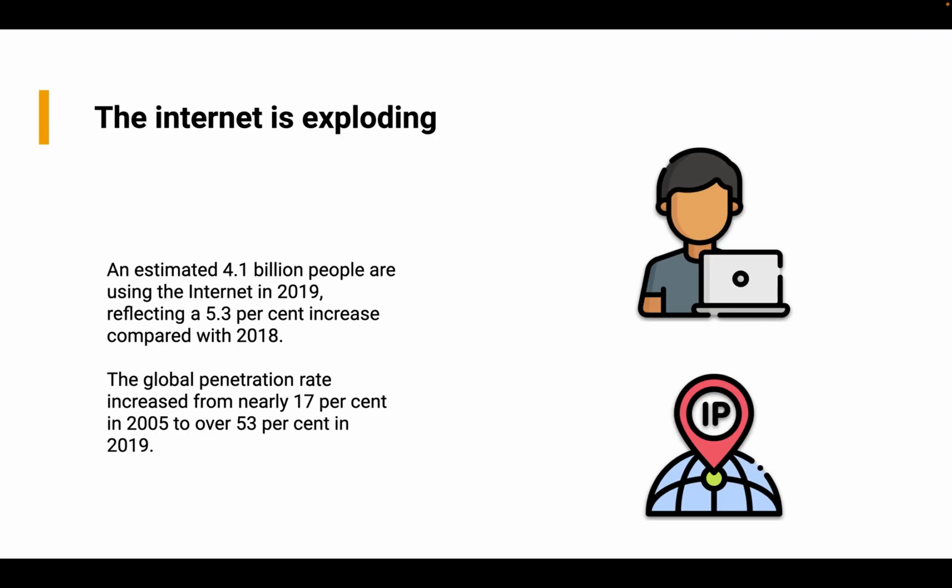The internet is exploding day by day. If we look at 2019, there is an estimated 4.1 billion people out there who are using the internet. And there's a 5.3% year over year growth that we have seen. And that was just before COVID broke out. We can all imagine, as we are all confined in our houses, what could have been the internet usage over the past 2 years. If we look at global penetration rate, it has increased from nearly 17% in 2005 to over 53% in 2019. So that's a massive, massive growth.